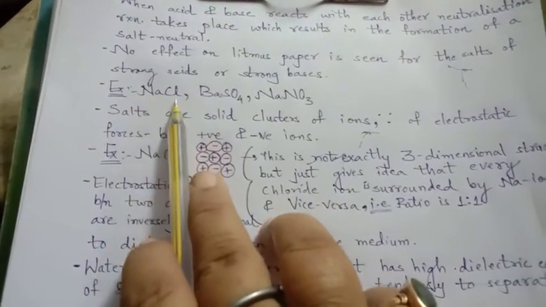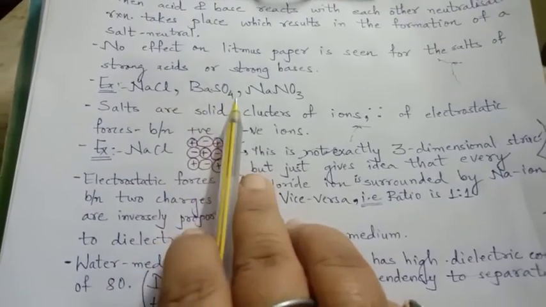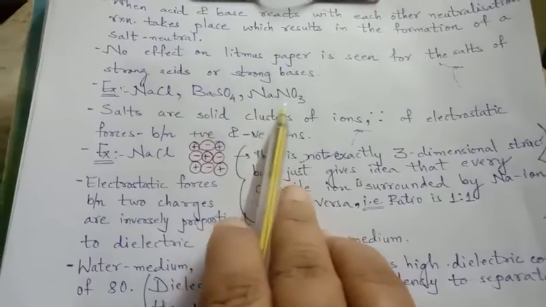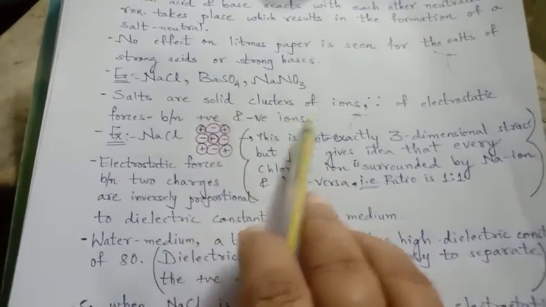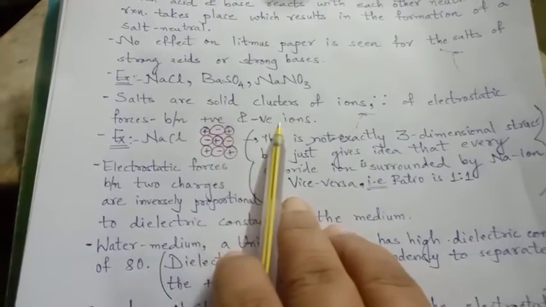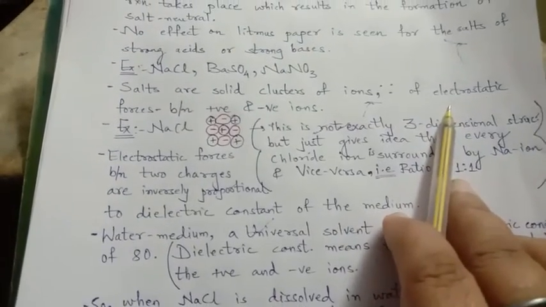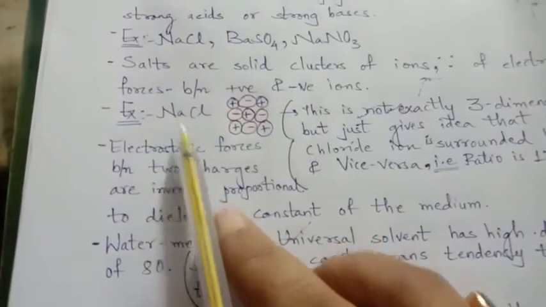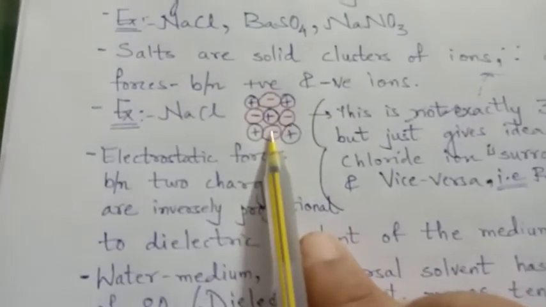Na+, Cl-, Ba2+, SO4 2-, Na+, NO3-, right? So they are solid clusters of ions because the negative and positive ions are together because of the electrostatic force. Here you can see NaCl, Na positive and Cl negative.